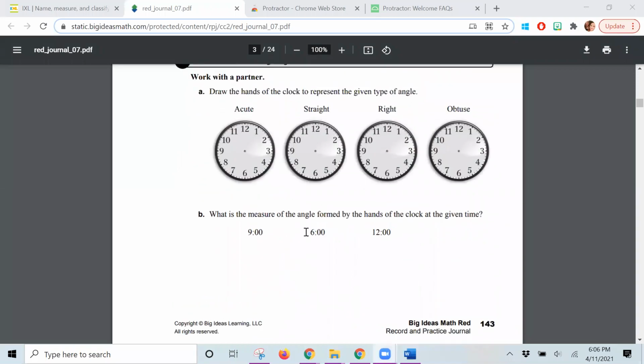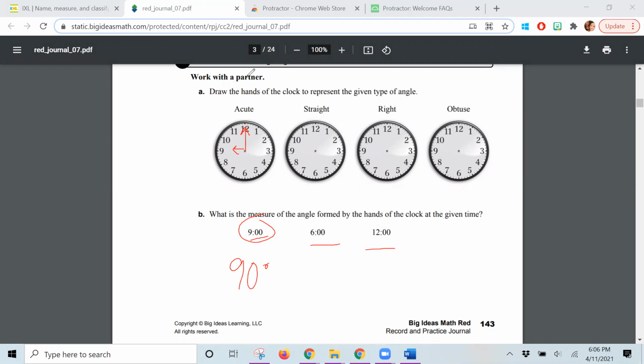Now I want you to tell me what the exact measures of the angles formed by the clock's hands at a given time are. So if we look at this first one together, that 9 o'clock, I'm going to put my small hand at the 9, and my big hand is going up to the 12 because of that double 0. And so that gives me a right angle. I know from before that a right angle is going to be 90 degrees. And so that's going to be my answer to the first one.